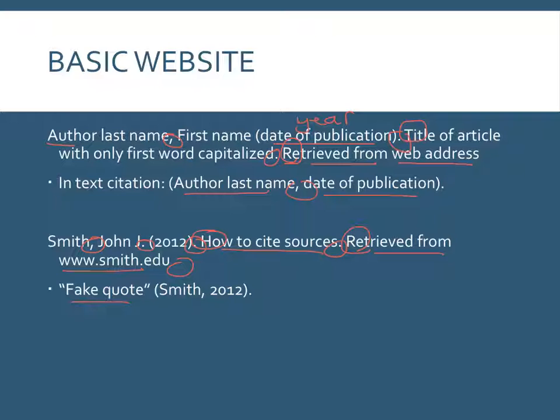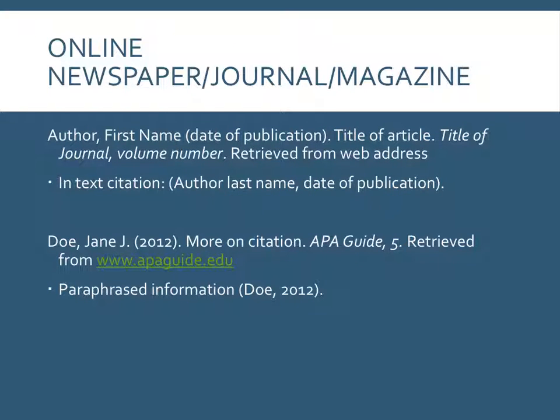Pretend we've taken a quote and put it into our research. We have our quote marks, we have our citation in parentheses, and then our period. Another popular resource for research for papers would be an online newspaper or journal. Again, we start with the author if we can find it, the date of publication, the title of the article.